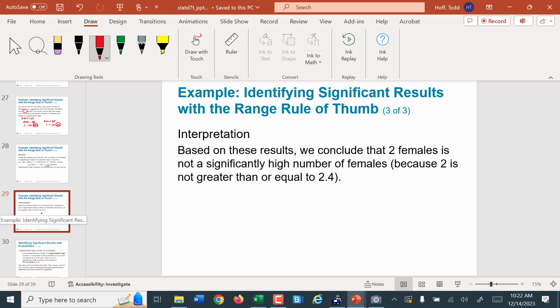So based on these results, we conclude that 2 females is not a significantly high number. It's not unusual. If it happens, it's not a statistically significant result.